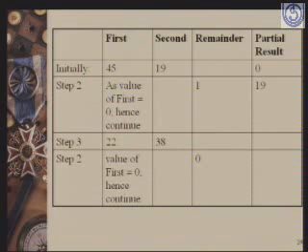So we have to make use of these two capabilities in solving this particular problem of finding out the product of 45 by 19. So what we do, first of all, we take four variables, namely first, second, remainder and partial result. The role of the variable first is that it stores the multiplicand. The role of the second is to store the multiplier.